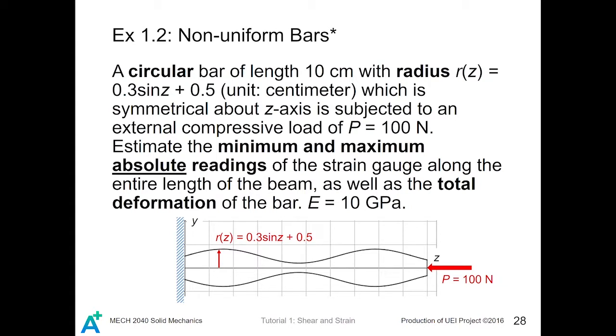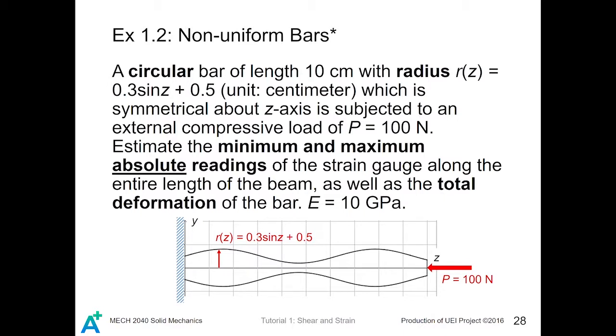Next is talking about non-uniform bars. So the circular bar, this problem is a little bit complicated, so I will use a numerical method. I used Wolfram Alpha to solve this problem. It just gives you an impression about how you can deal with variable cross-sectional problems.